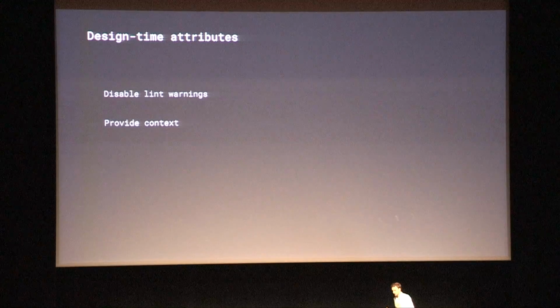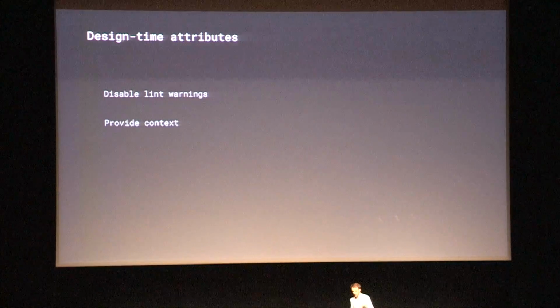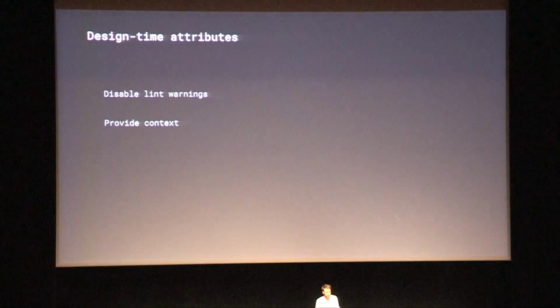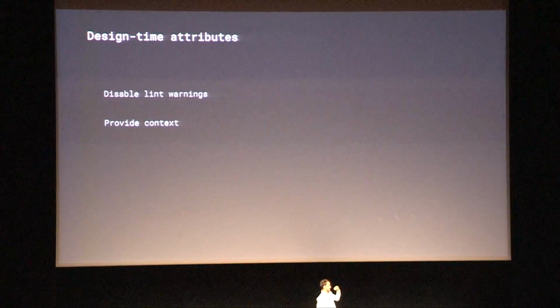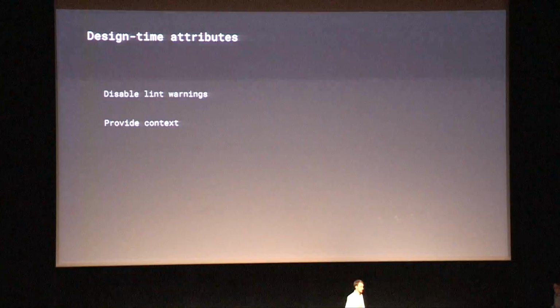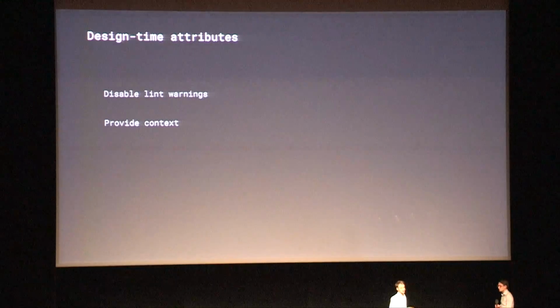So design time attributes are great to disable lint warnings and provide context, but you can go even further with the recently added sample data. And Jerome will come back to talk about all you can do and all that has been added for sample data.